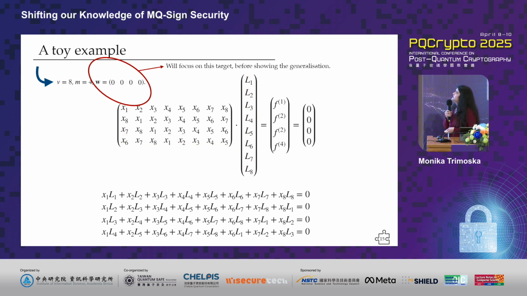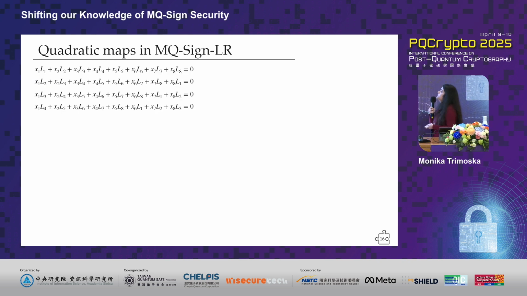And I will focus on this target before showing you a generalization in the following. Okay, so let's see what this looks like in matrix form. Because this is the first thing that we did, looking at it from a matrix perspective, and you will see immediately how it gives a better insight on the structure of the system.